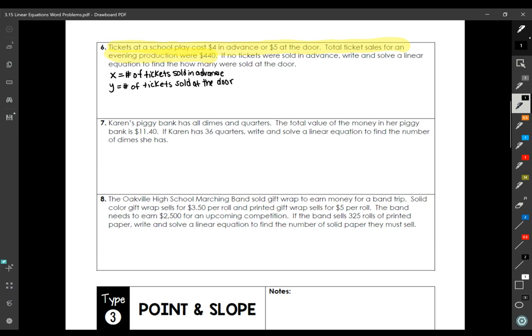Okay, so let's create an equation. We know that in total, the ticket sales came to $440. So we know we're going to have some sort of equation equal to 440. Remember, we're trying to come up with AX plus BY is equal to C, where C is some number. So here we just found our C. We know that in total, it should come to $440. So if X is the number of tickets sold in advance, then 4 times X will equal the amount of money they made by selling those tickets.